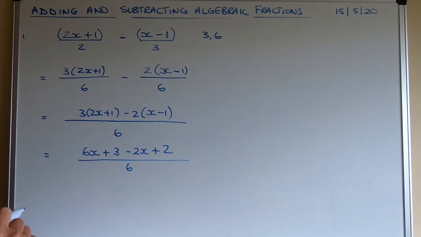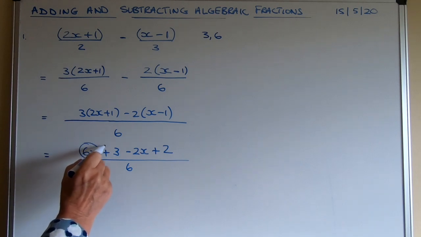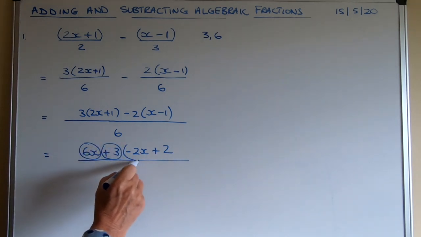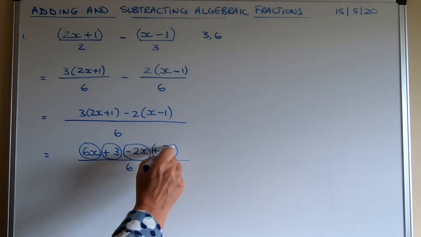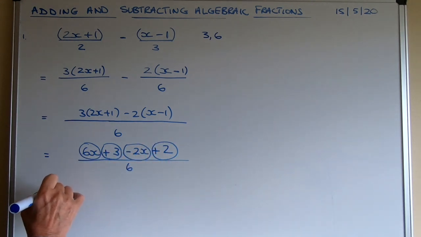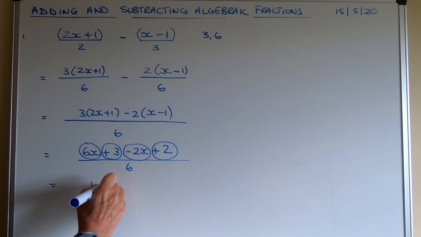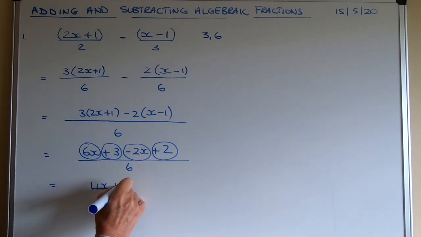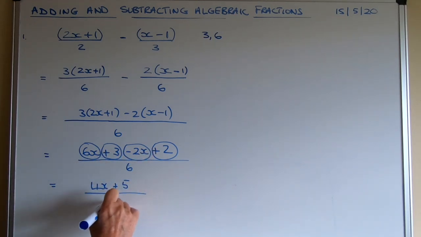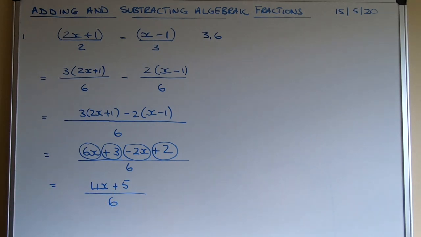Now we can start to collect like terms. Now it's not a baby thing to encircle your terms, so that we're not getting the sign wrong. So 6x minus 2x, that's 4x, plus 3 plus 2 would be plus 5, all over 6. And that's your final answer.